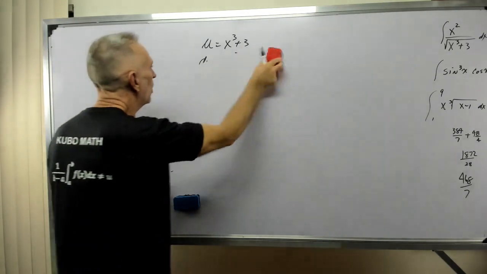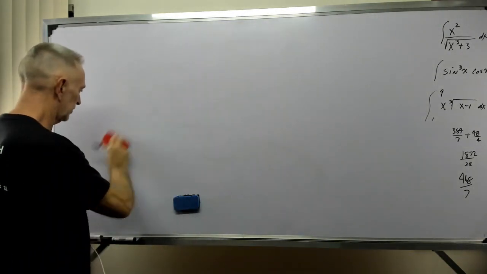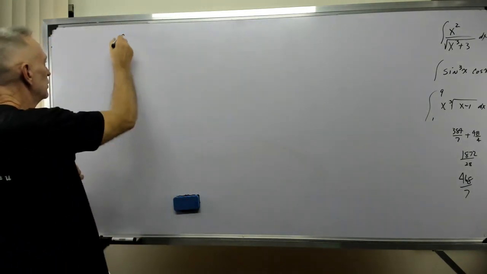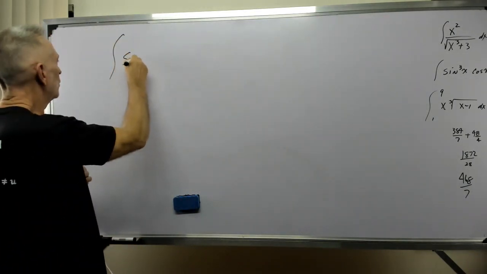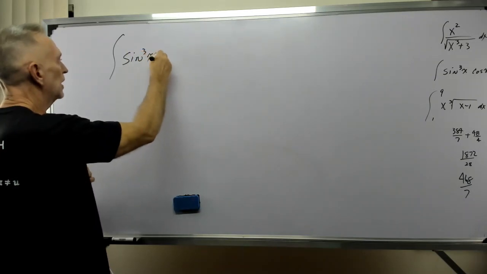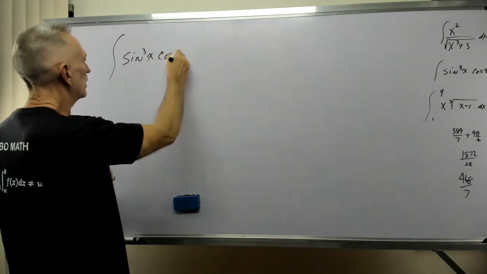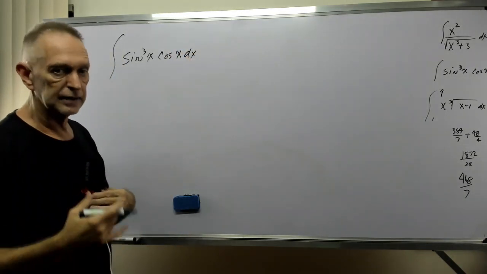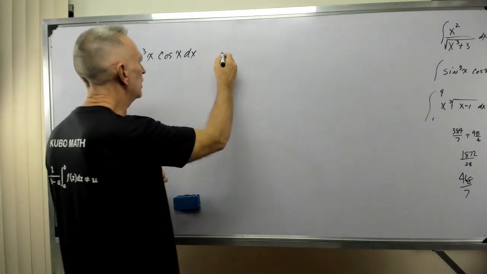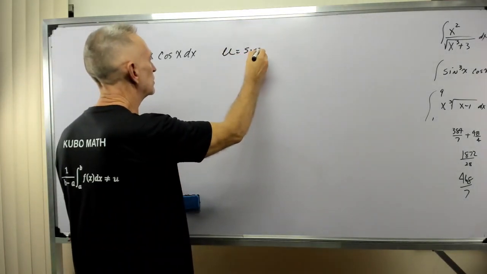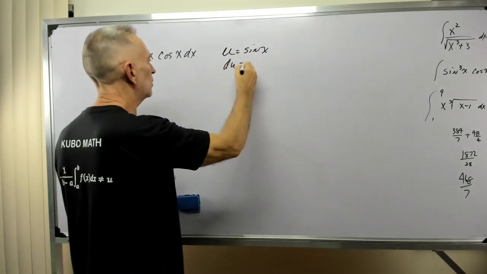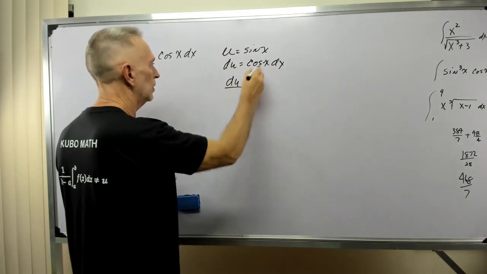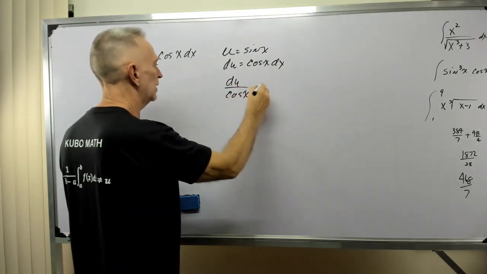U-sub is a wonderful, wonderful tool. It just really makes it simple. Like this one, here's a trig problem. Sine cubed x cosine x dx. Now sine and cosine are friends, just like secant and tangent. So if I let u equal sine x, du equals cosine x dx. So du over cosine x equals dx.